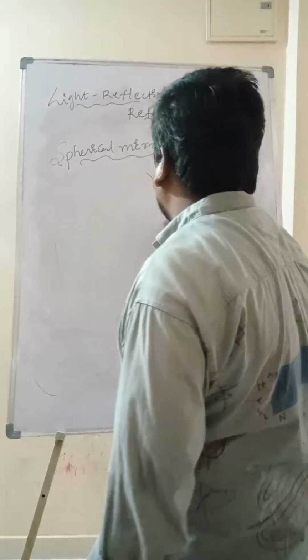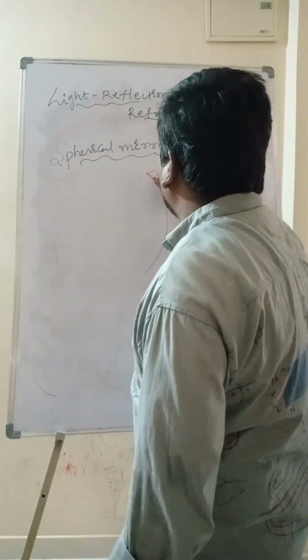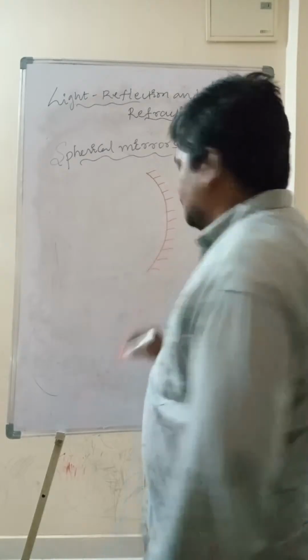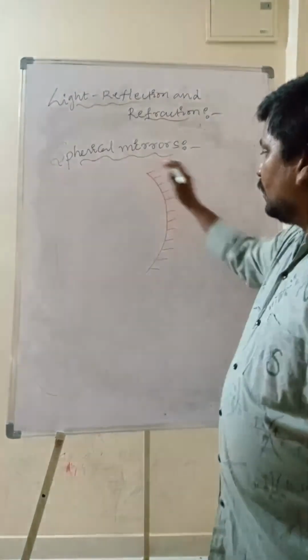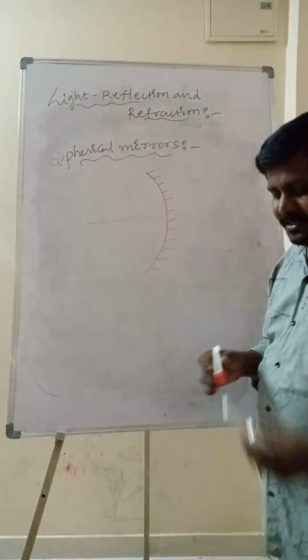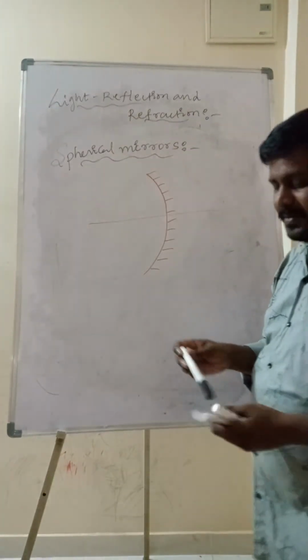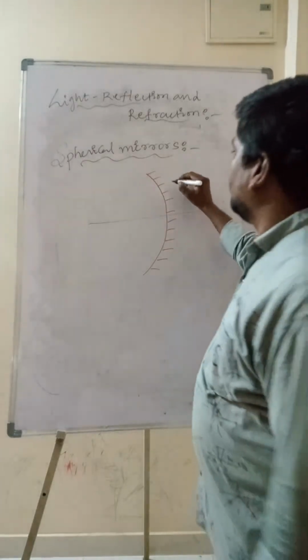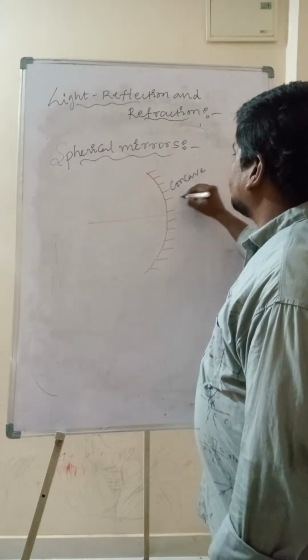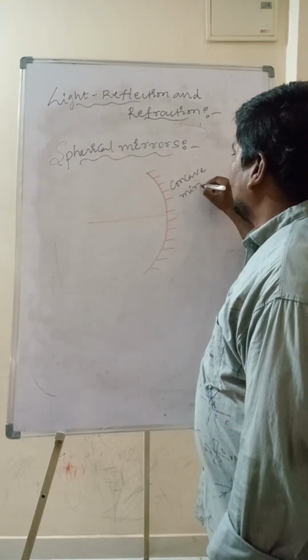It depends on the coating surface. If you take this mirror, the outside is coated and reflection takes place inward. This type of mirror is called a concave mirror.